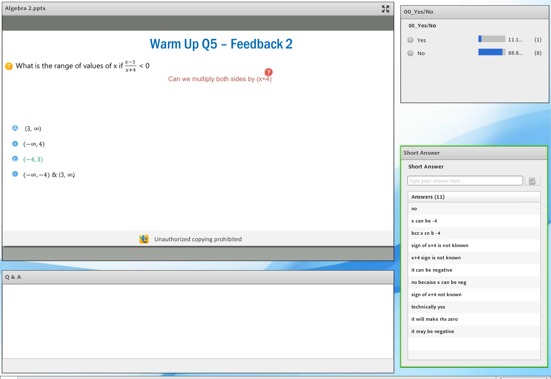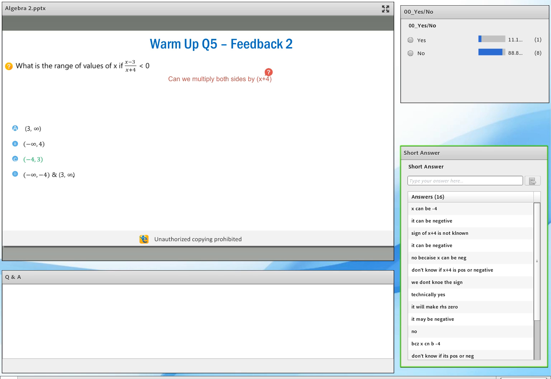Because you don't know the sign of x plus 4. Absolutely. And that is why you cannot multiply both sides by x plus 4, because if x plus 4 is a negative number, then you'll have to flip the sign of the inequality, right? But if x plus 4 is a positive number, then you do not flip the sign of the inequality, right? And that is why you cannot do that.